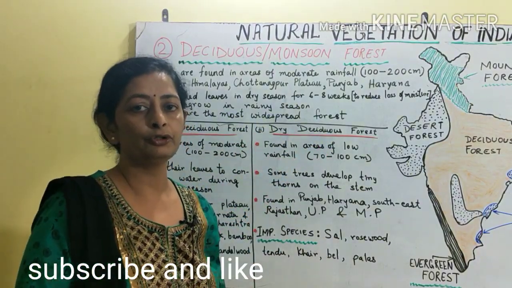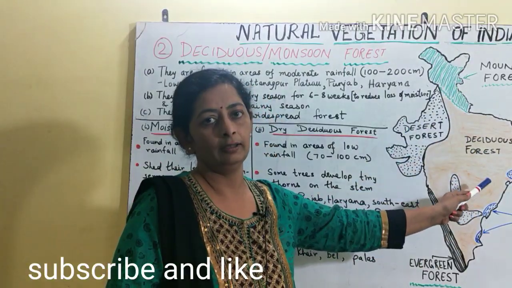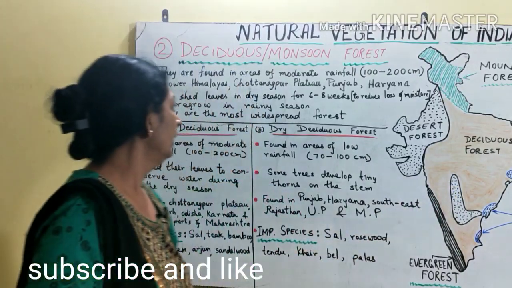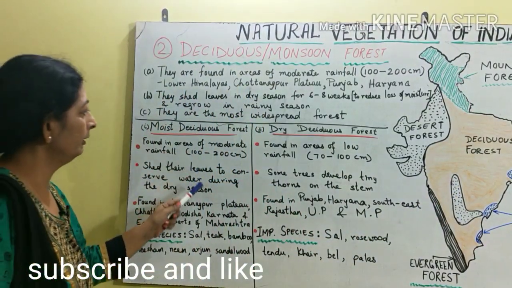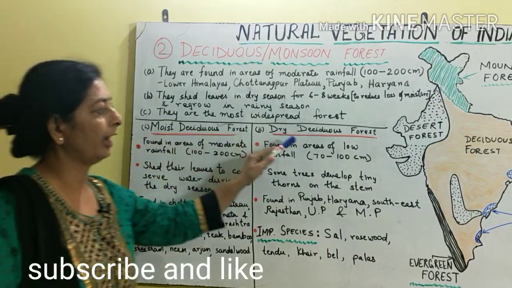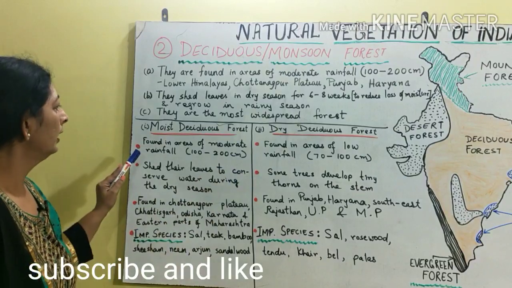Means that they are the most common forest and they are found in larger parts of India. This is the forest which is widespread in India. Now again these forests have been divided into two categories. They are moist deciduous and dry forest. Again this depends on rainfall.